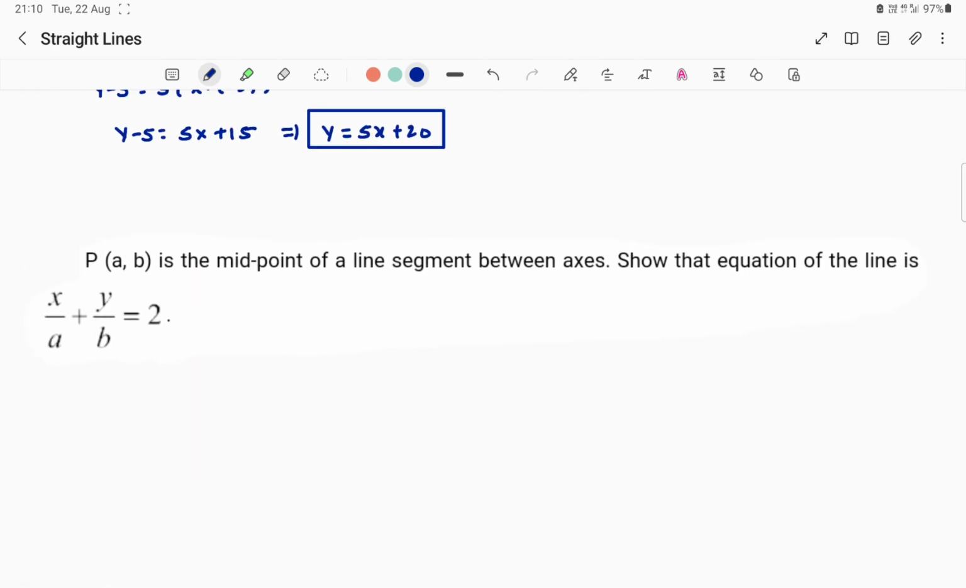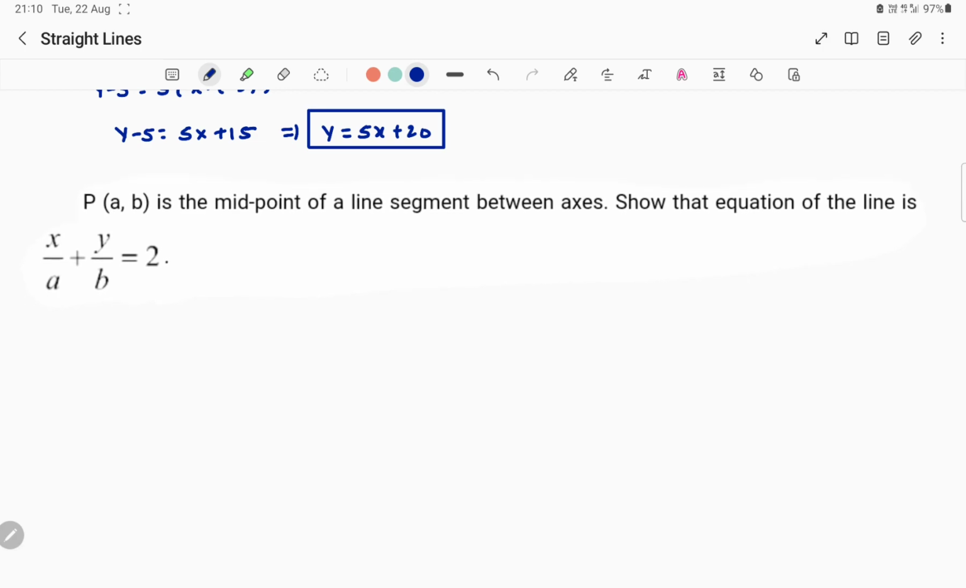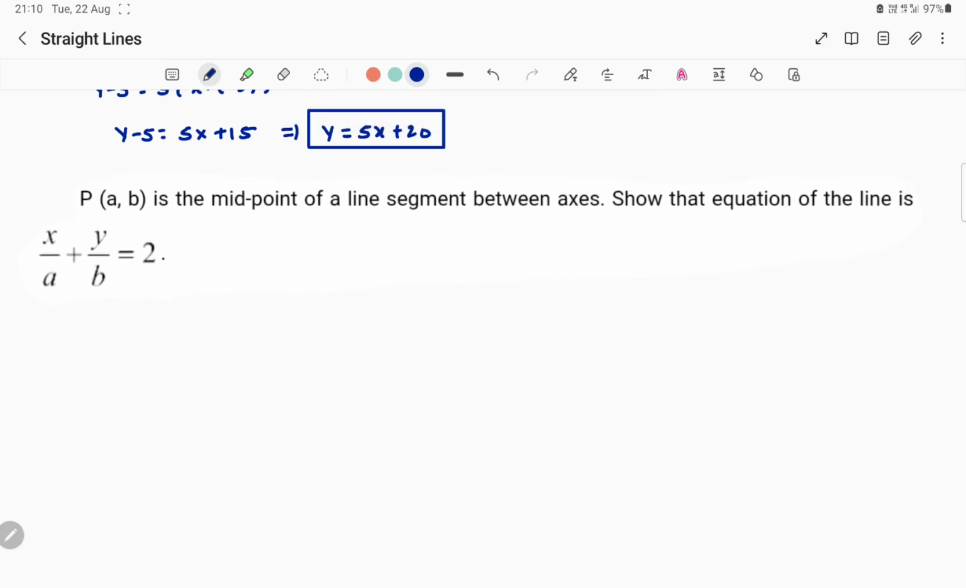P(a, b) is a midpoint of a line segment between the axes. So see what is happening. Again, you can pause the video and try to solve on your own, and then come back and verify your answer. Okay, so let's mark this point as A, this point as B, and that is P, whose coordinates are (a, b), and which is the midpoint. So what they are saying is, P(a, b) is the midpoint of a line segment between the axes. Show that the equation of the line, no problem.